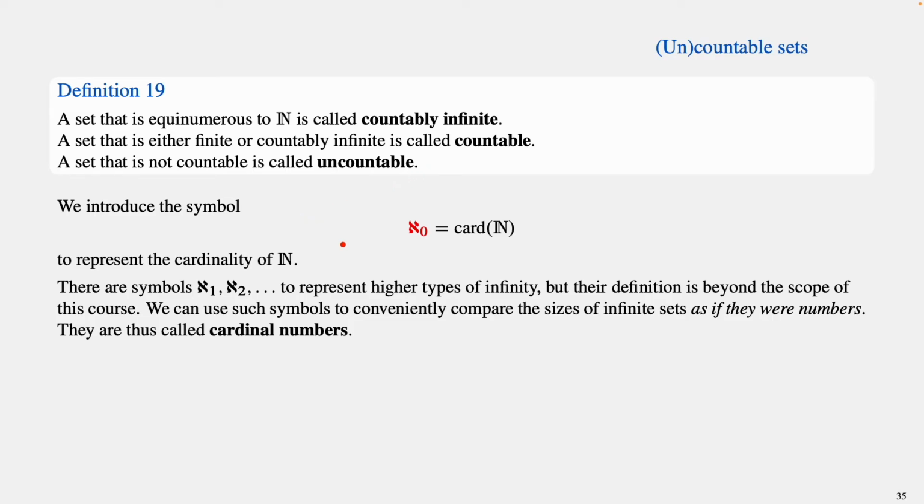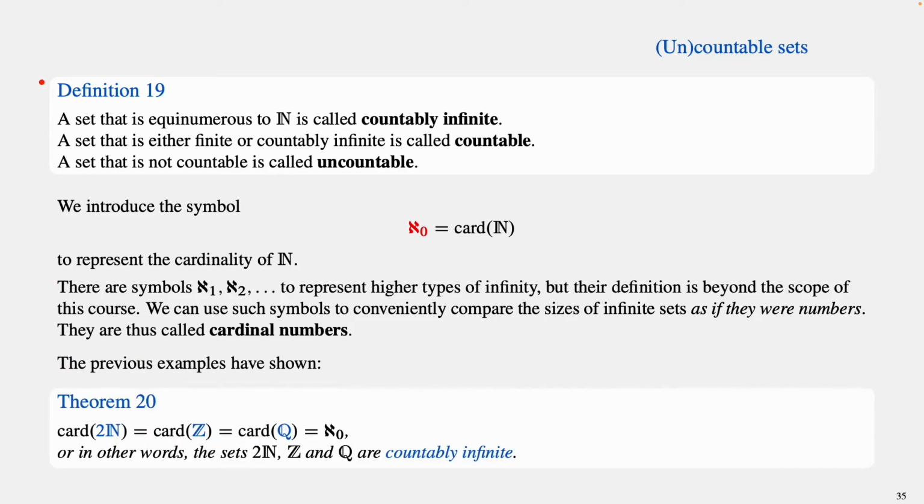And we introduce this symbol here, Aleph 0, Aleph being the first letter in the Hebrew alphabet, and Aleph 0 denotes symbolically the cardinality of the natural numbers. And in set theory there are certain symbols, Aleph 1, Aleph 2 and so on, which represent higher types of infinity, but the definition goes too far to be covered in this course, so we will not do this here. But such symbols can be used conveniently to compare the sizes of infinite sets, and we can use them to some degree as if they were numbers. And thus they're also called cardinal numbers.